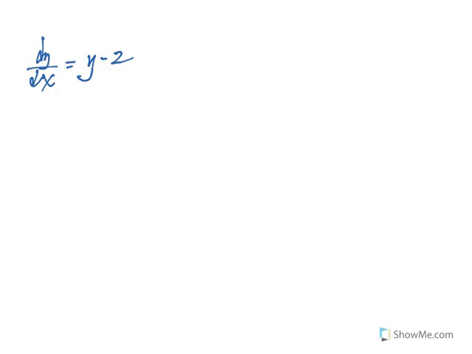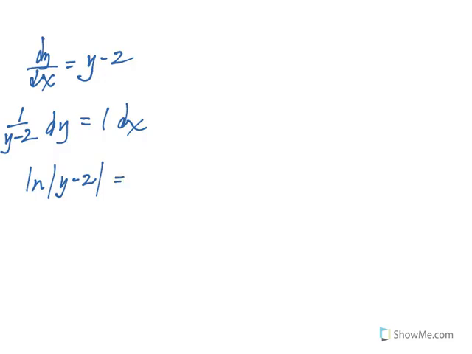Start off with my differential equation there. I then begin to separate my variables. So I get 1 over y minus 2 dy is equal to 1 dx. I'm going to integrate both sides with respect to y on the left and x on the right. Using u substitution, this gives me the natural log of the absolute value of y minus 2 equals x plus c, with that c moved to the other side. I'm now going to solve using my initial condition, which is 0, 4.